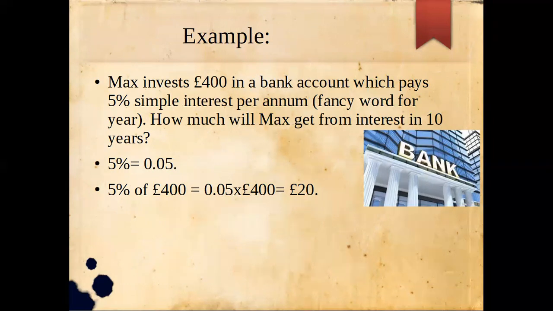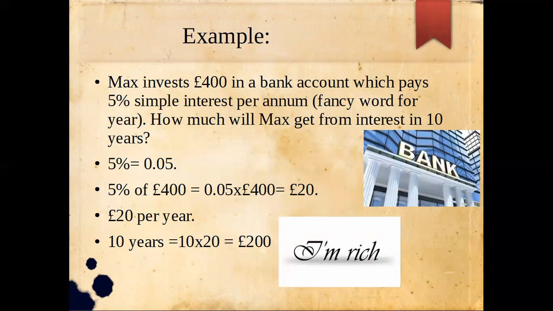Okay, so that's not our answer though, because it's asking us how much will he get from interest in 10 years. So it's £20 per year. So 10 years is 10 times 20, which is going to be £200. And that is our final answer.